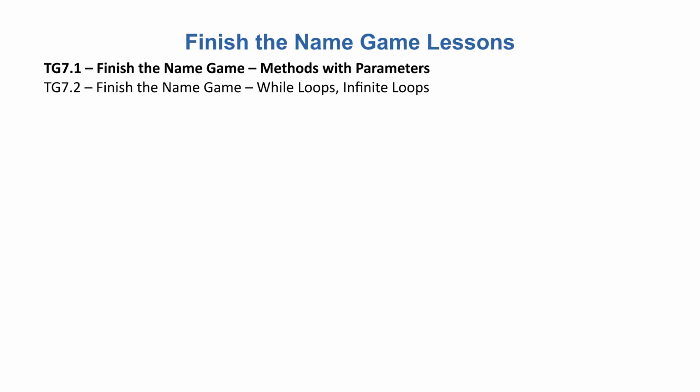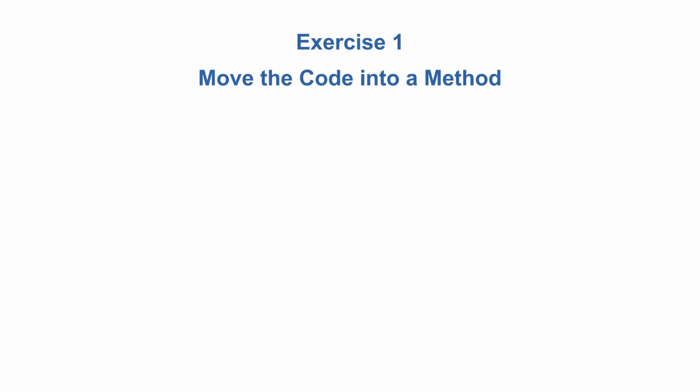This is lesson TG7.1, where you will learn to use method parameters. If you want to run a method again, but with different data, you must pass the data into a method as a parameter. In this lesson, you'll create a method to expect a name as the parameter. The method will then print messages for that name. Exercise 1. Move the code into a method. Pause the video if you need more time in any of these exercises. If you want to see how I would complete any of the listings, please refer to the completed listings at the end of this video.